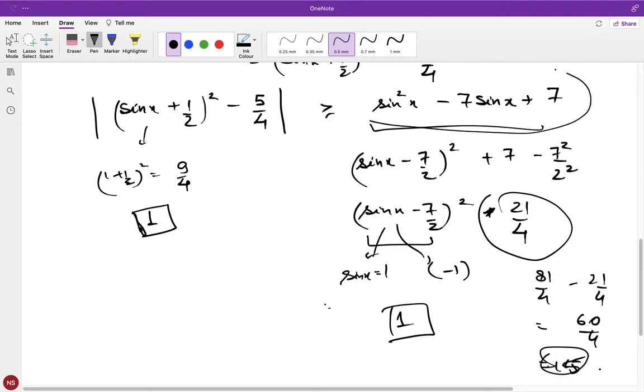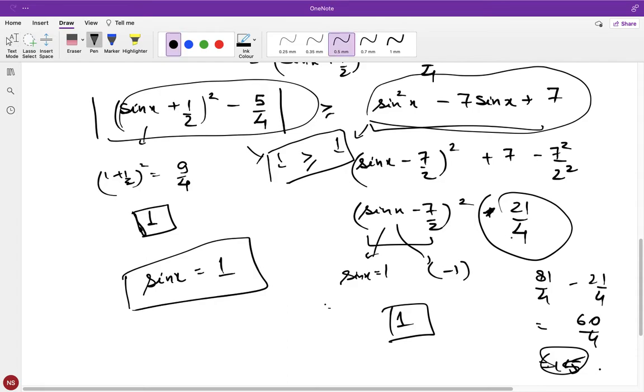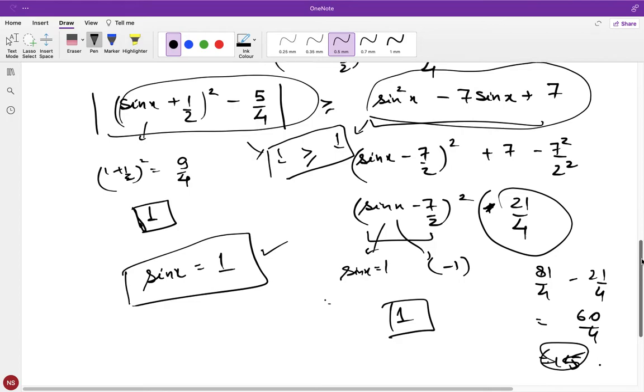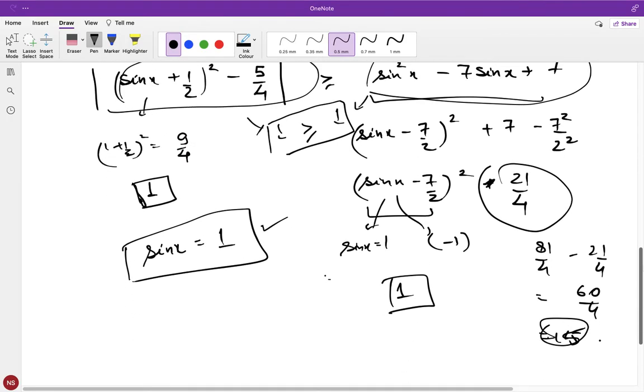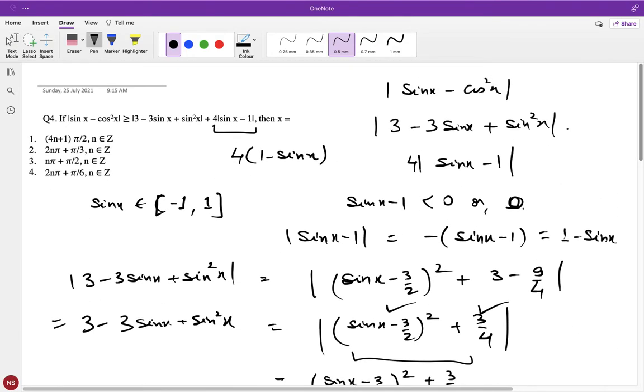This expression can have a minimum value of 1. This expression can have a maximum value of 1, and 1 is greater than or equal to 1. So this equation is satisfied only when sin x equals 1. This is the solution. Only for this little tiny expression we have been busting ourselves, trying to do this or that. Only for this very simple result. Sin x equals 1 is the only solution for this big equation.